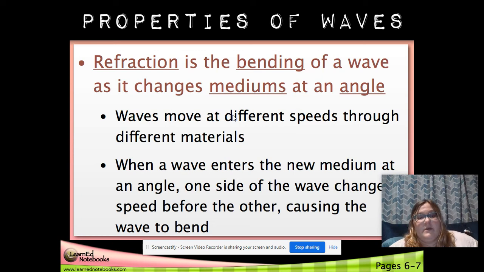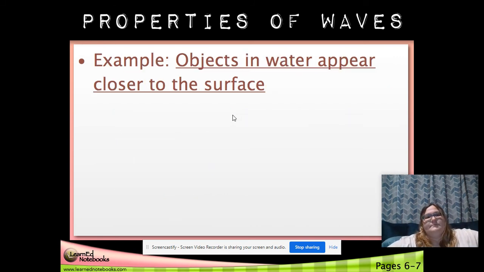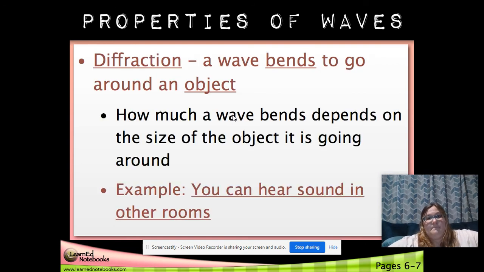Also, what we looked at when we looked at a prism. The light's going through the prism, but it's bending, and then it bends as it goes out again because it's changing mediums. Objects in water appear closer to the surface because the light bends around that object to look different. Think about the penny. Remember, you couldn't see the penny until you poured the water. You could see the penny because the light is bending.